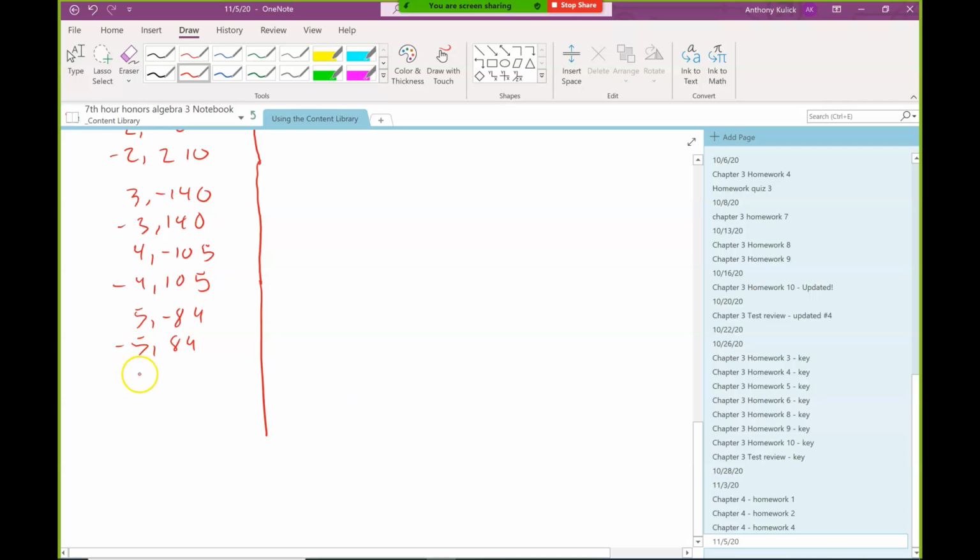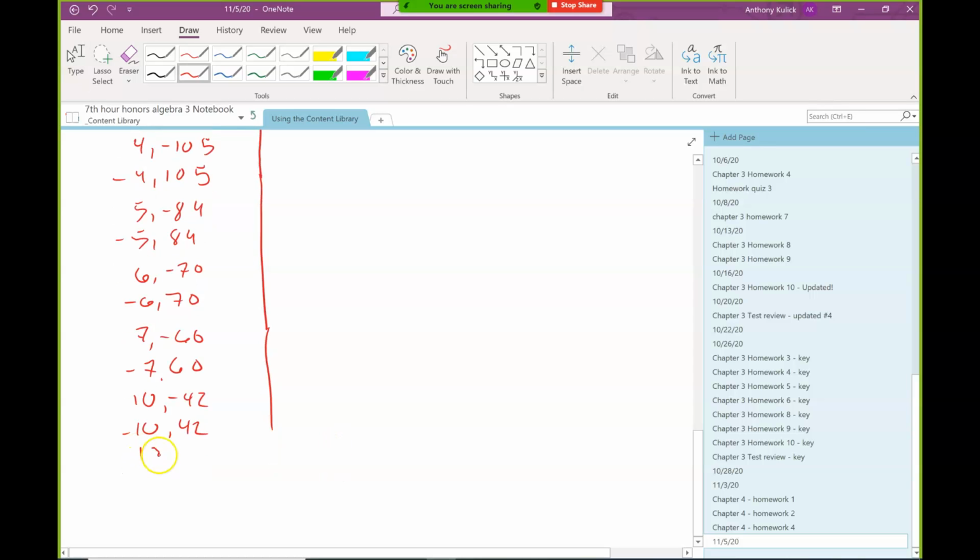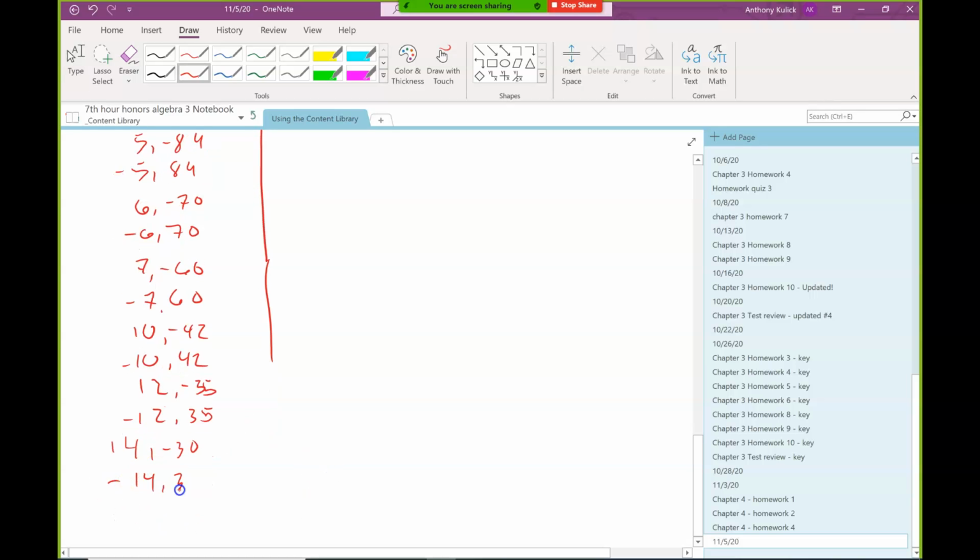So far, nothing good, right? Eight doesn't go in. 9 doesn't go in. 11 doesn't go in. 13 doesn't go in. 14. That's the pair that we needed, right?